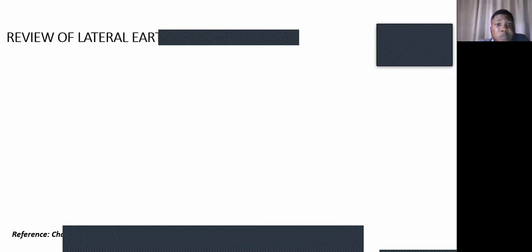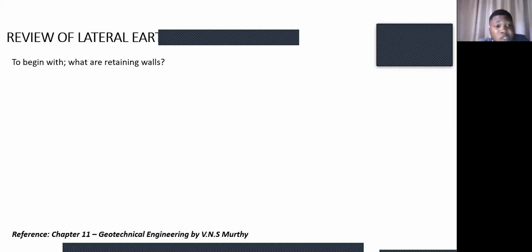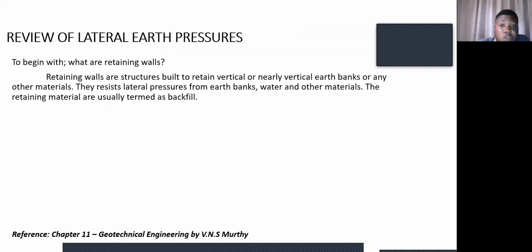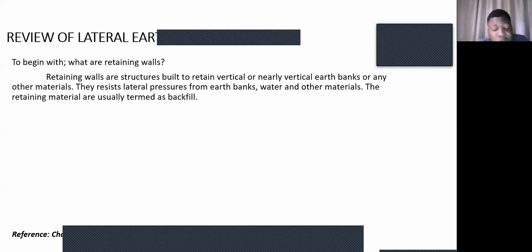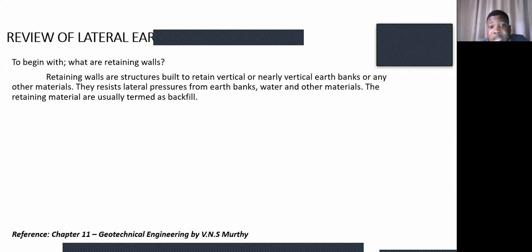All right, let's get to it. Review of lateral earth pressures. As we all know, this was a topic we did under CEG 405, so I'll just run through it. But to begin with, what are retaining walls? Retaining walls are structures built to retain vertical or nearly vertical earth banks or any other materials. Basically, they are vertical walls, obviously gigantic in nature, to retain either water or earth. It's dependent on the purpose. You can have an earth dam, you can have a water dam, amongst others.